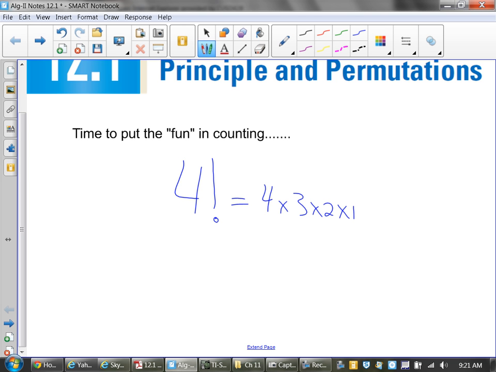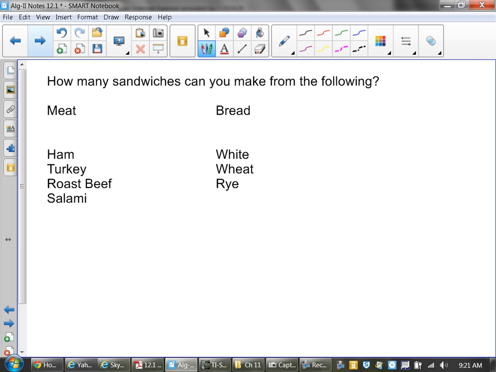Well, it's finding the number of options. It's kind of like working with numbers of options. For example, how many sandwiches can you make from the following selections? We have ham, turkey, roast beef, and salami. White, wheat, and rye bread. Is it 7 factorial?